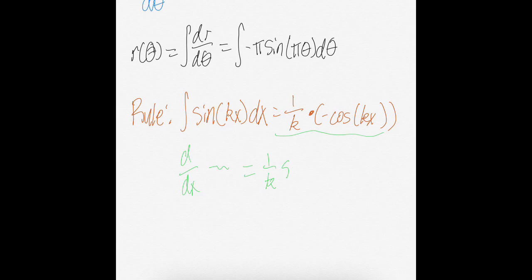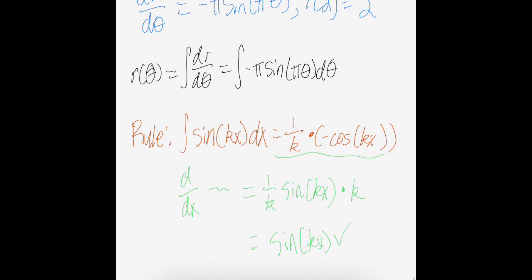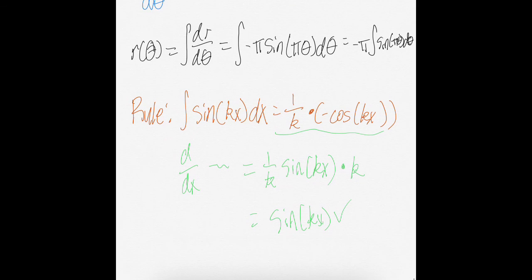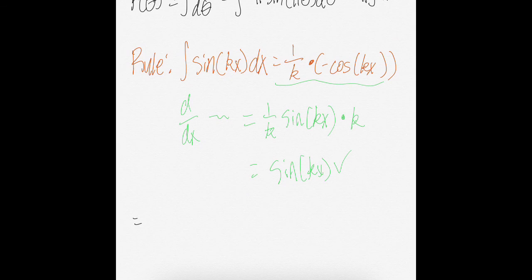To check this, let's go ahead and take the derivative of that. d dx of this equals, okay, so I've got 1 over k as a constant. The derivative of cosine is negative sine, so the derivative of negative cosine is positive sine kx. And then I need to multiply by k because that's the derivative of the inside, so that's chain rule. And this is sine of kx, which is exactly what we want.